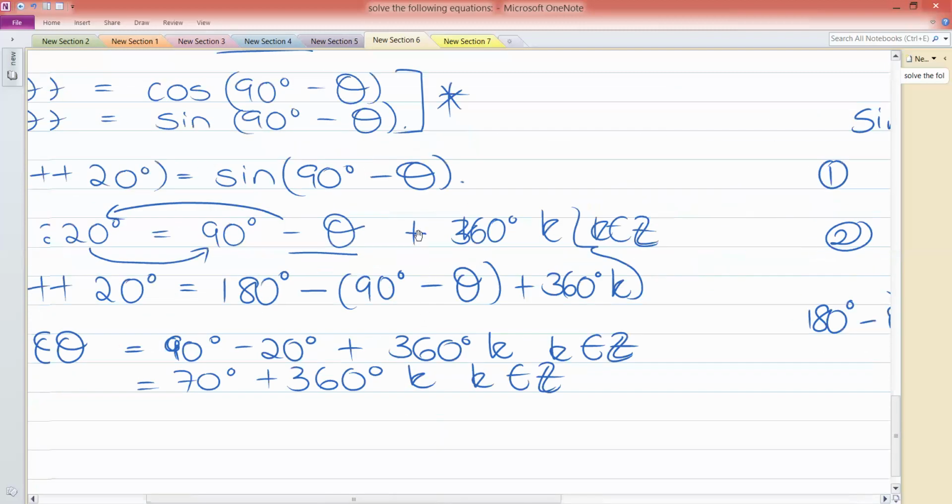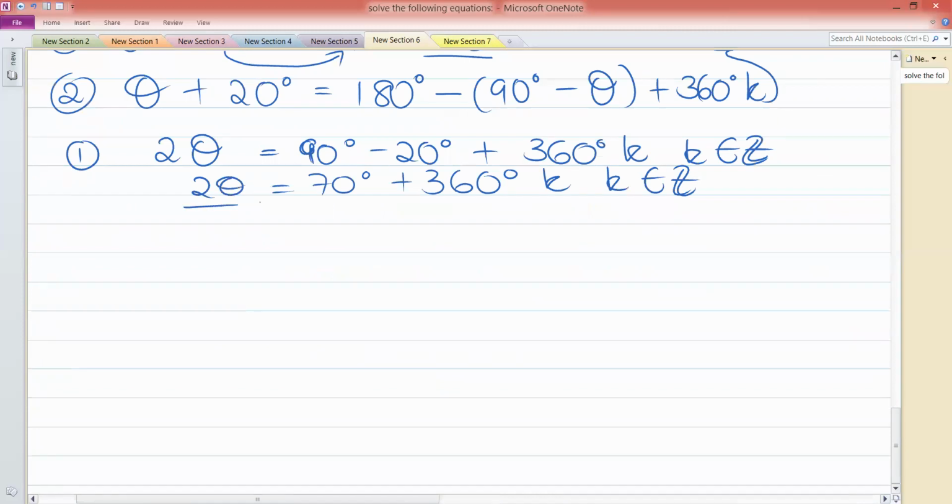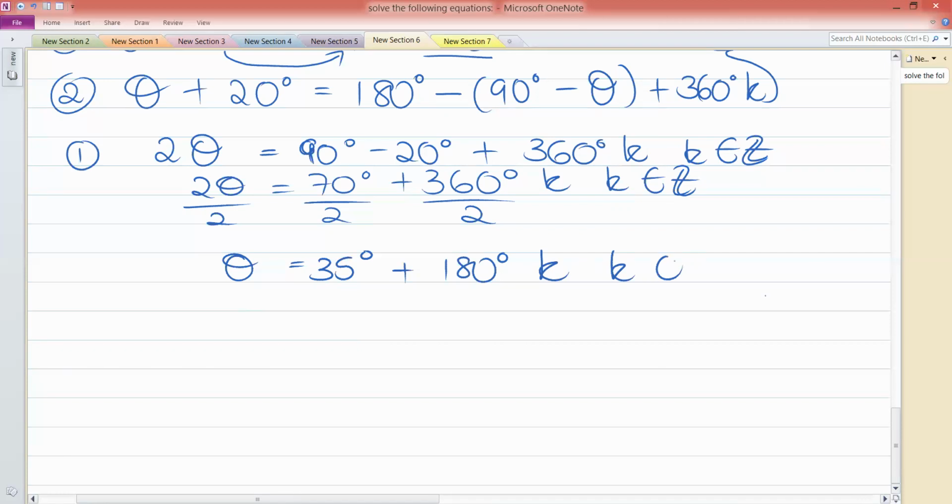All right, going back to this one. At this point now, you're going to divide everything by 2. So theta equals 70 divided by 2, that's 35 degrees, plus 180 degrees k, where k is an integer. So this is the first general solution.